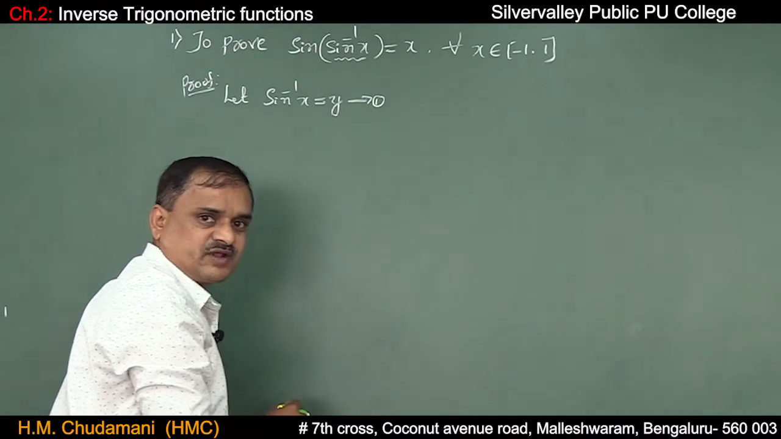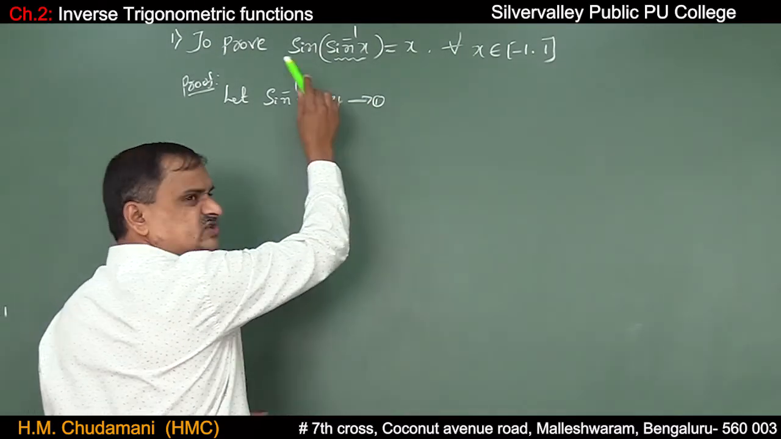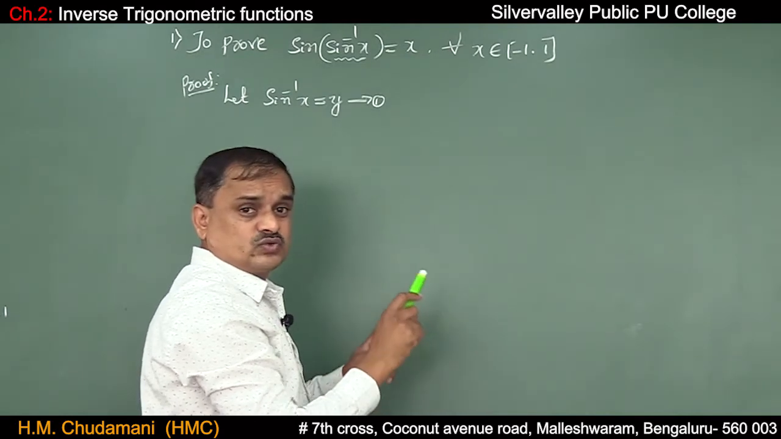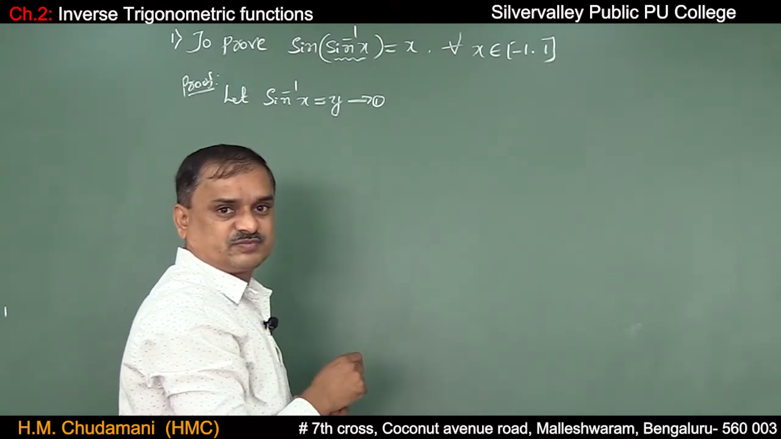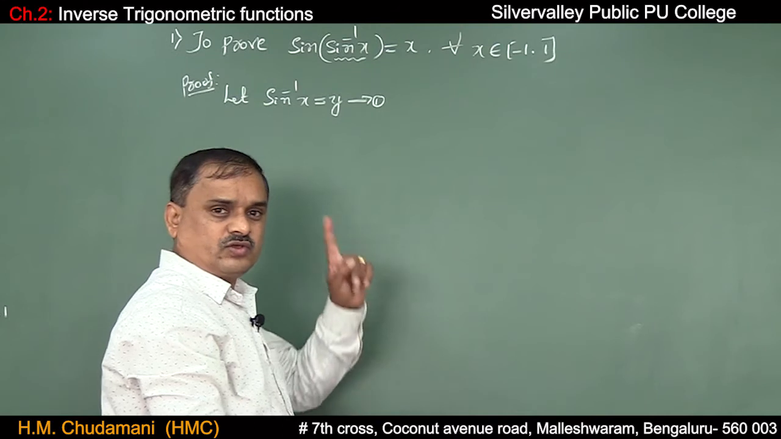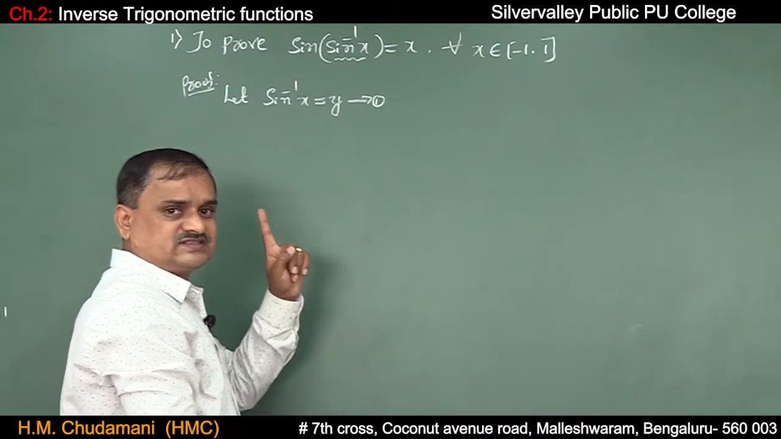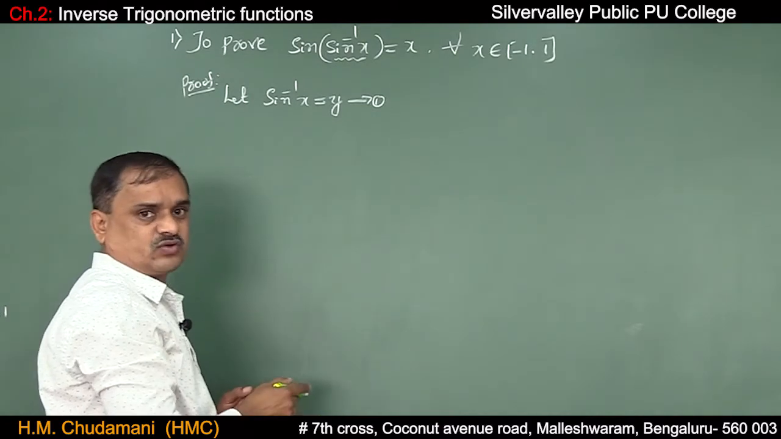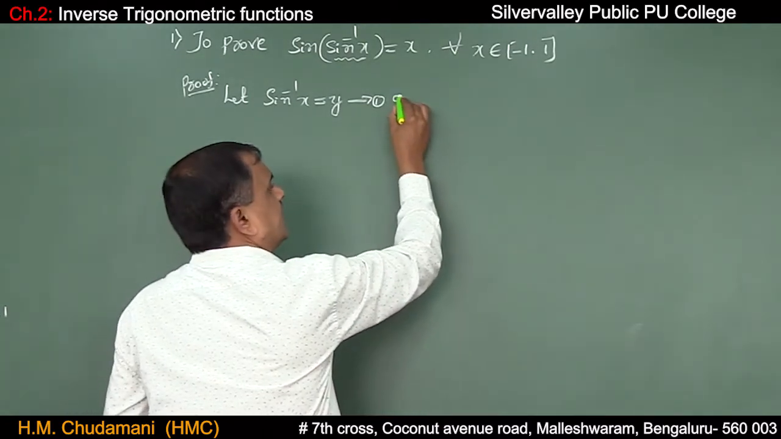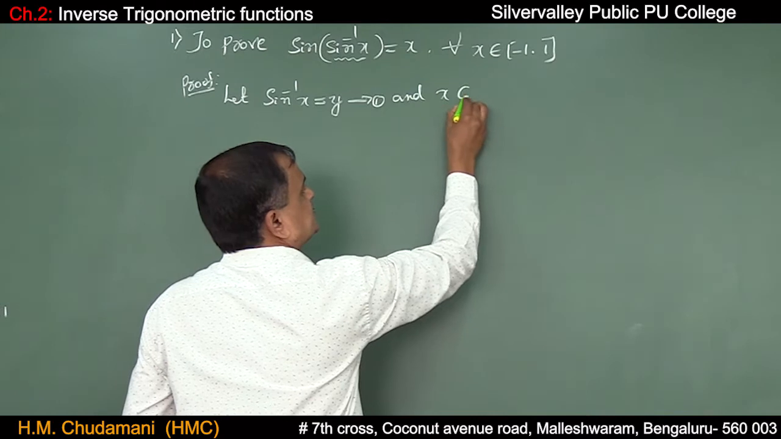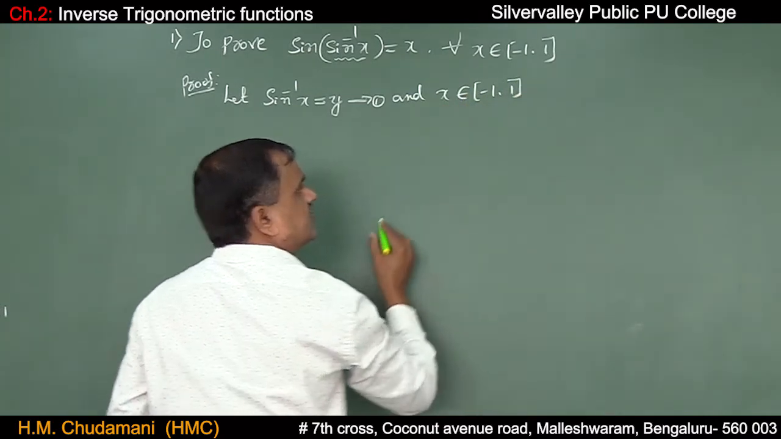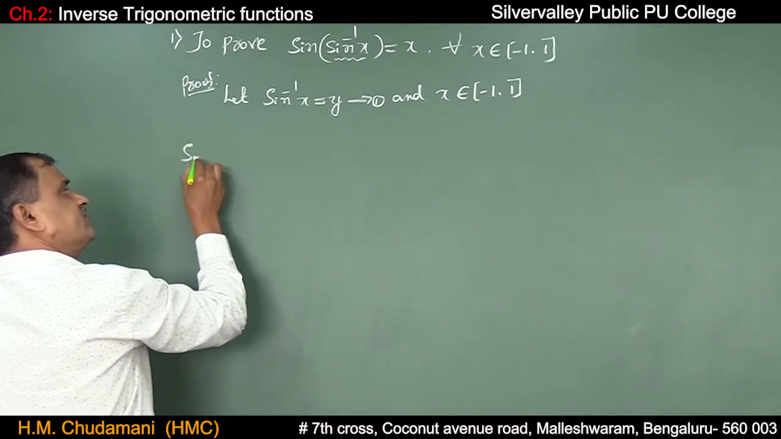Whereas in the first property, sine inverse of sine x equals x, where x belongs to the closed interval minus pi by 2 comma plus pi by 2. There we have taken sine x is equal to y. Here sine inverse x is equal to y. And x belongs to the closed interval minus 1 comma 1.